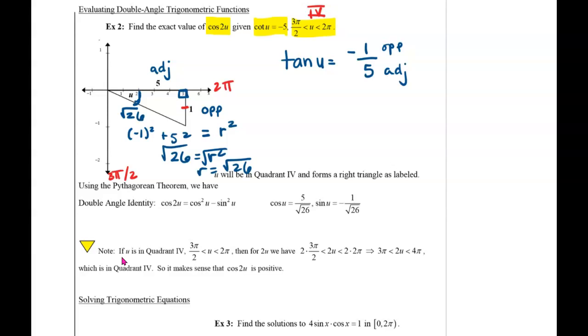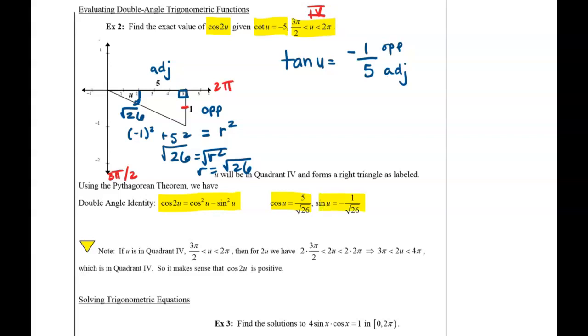Okay, so now we are going to go ahead and use our double angle identity for cosine. You have 3 choices. It doesn't matter which one you pick. I just picked this first one that we derived. All right? So looking at this triangle here, notice that we're going to take the cosine of u and square it. So what's the cosine of angle u? Cosine is adjacent over hypotenuse, which is 5 over root 26. So here's what cosine u equals. Sine u is opposite over hypotenuse. So negative 1 over root 26.